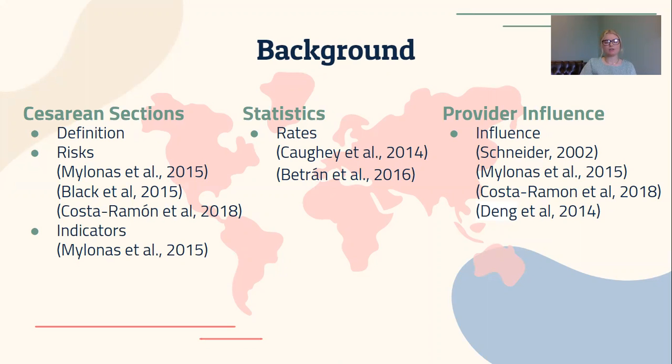In North America in 2016, C-sections accounted for 32.2% of deliveries, being categorized as overused. This rate has almost remained constant throughout the last 5 years. In North Carolina in 2019, C-sections accounted for 29.1% of live births.